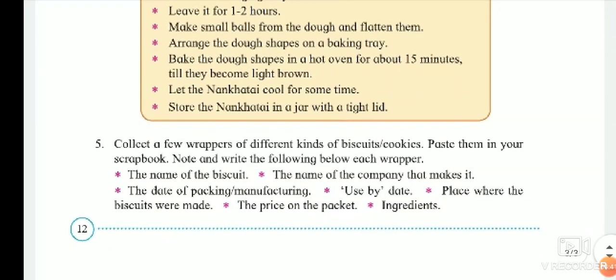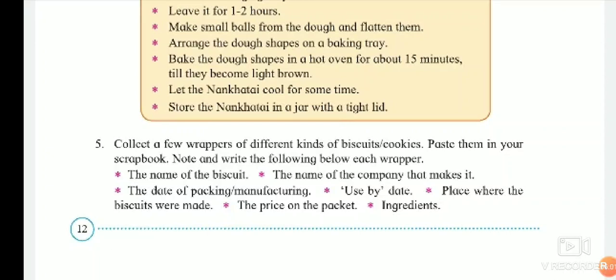Okay, so here is the last exercise, that is the fifth one. Collect a few wrappers of different kinds of biscuits or cookies. Paste them in your scrapbook. Note and write the following below each wrapper. So these things you have to write below the wrapper.